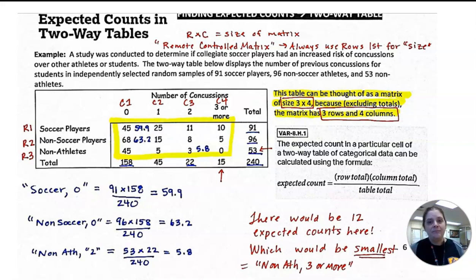The other thing I want you to remember is that when you're talking about a set of numbers in a table like this, you can also consider this as a matrix.